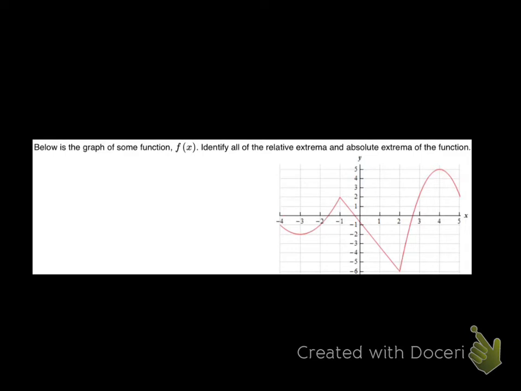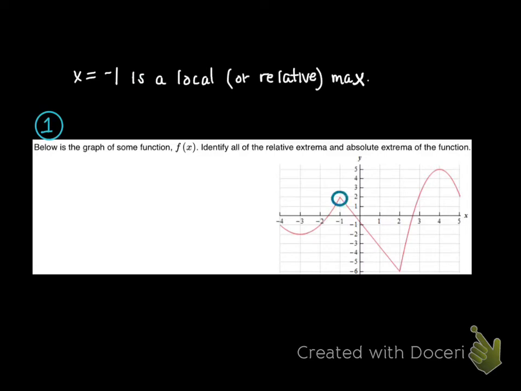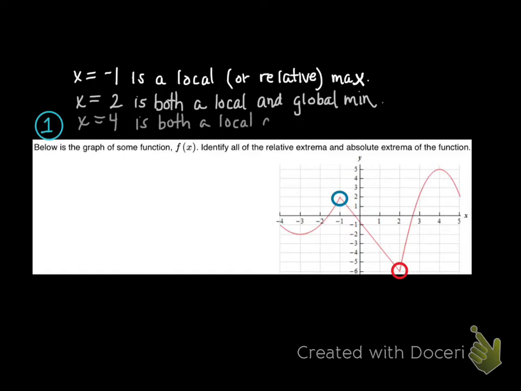Okay, so we have the same graph here. See if you can identify all the relative extrema and absolute extrema of the function. So right here, that sharp point, we have x equals -1. That's a relative extrema. The next one, we talk about x equals 2. There's another sharp point there. We've got a relative minimum there. X equals 4, that top of the mountain, you know that's a global maximum and a local maxima.